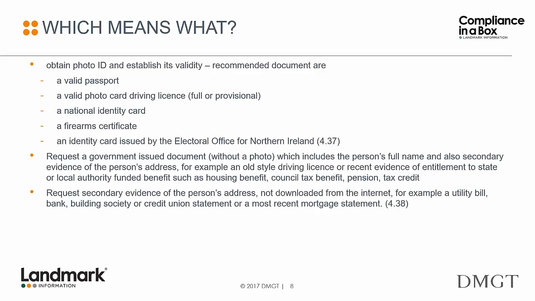For example, a utility bill, a bank statement, a building society or a credit union statement, or the most recent mortgage statement. Where you receive these documents physically, you should check for any error: spellings, validity, photo likeness, whether the addresses match, and whether there are any anomalies in the documents that suggest they are forgeries or fakes. If you receive these documents electronically, you should consider using electronic verification to validate them.